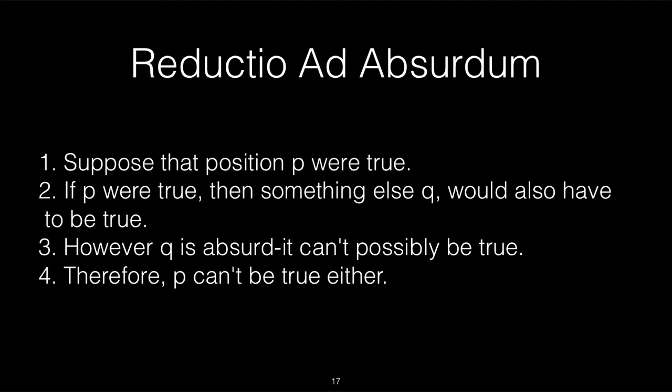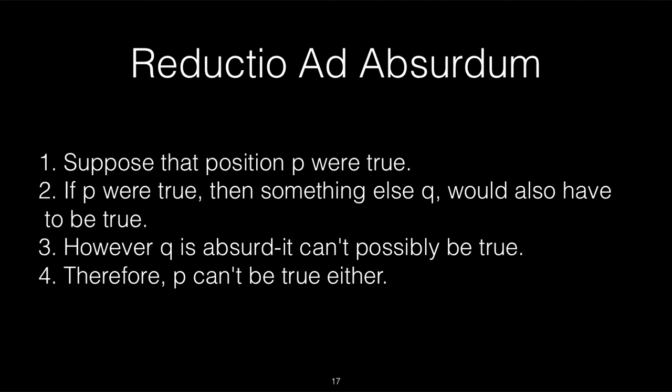The final inductive argument is the reductio ad absurdum. And this argument is one in which we start with the assumption that a proposition is true. So we start with a premise, assume this is true. If that thing is true, whatever it is we assume, then something else, Q, would also have to be true. However, Q is absurd, it can't possibly be true, therefore the initial thing that we assumed must not be the case. Now the argument we gave early on, the flat earth example, is actually a reductio sort of argument.